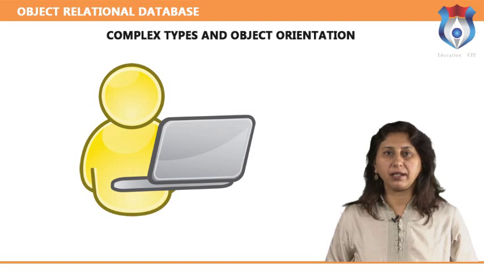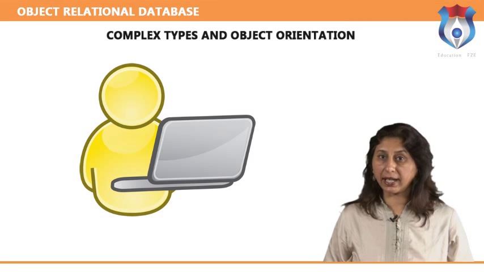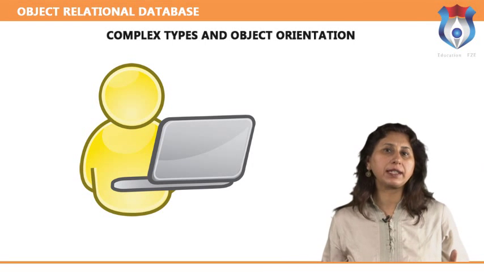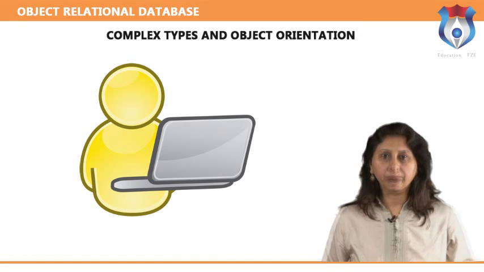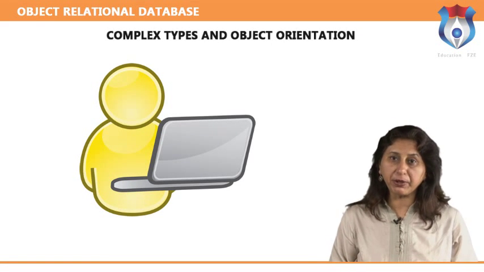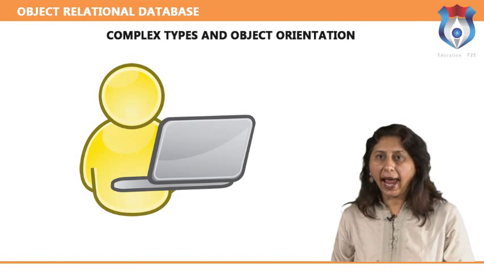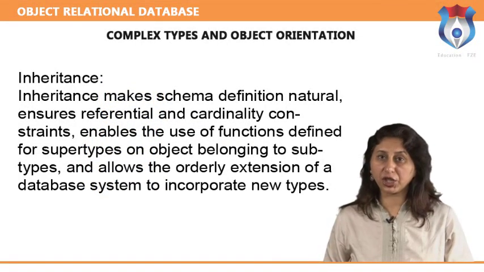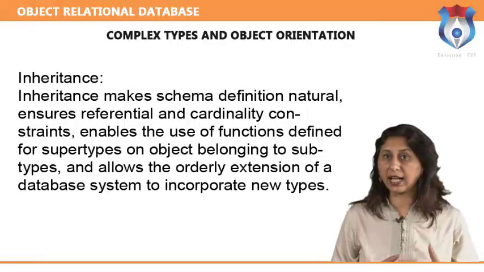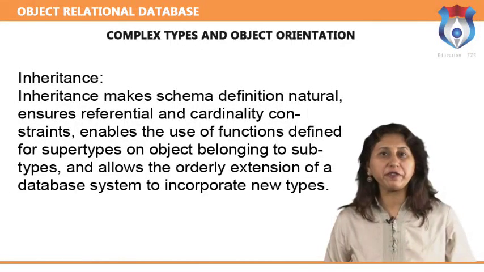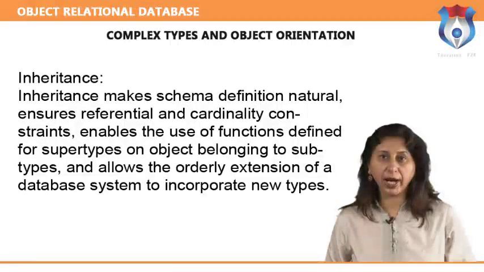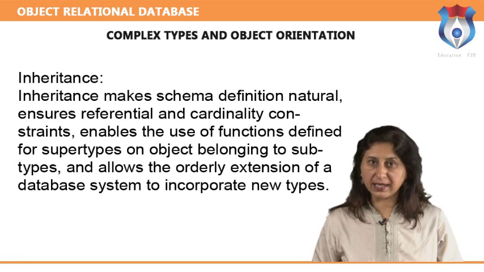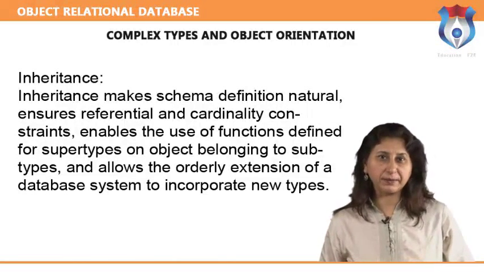Multiple inheritance. Since name and social security number are inherited from a common source, person, there is no conflict in inheriting them from student as well as teacher. However, department is defined separately in student and teacher, and one can rename them to avoid a conflict. Inheritance makes schema definition natural, ensures referential and cardinality constraints, enables the use of functions defined for supertypes on objects belonging to subtypes, and allows the orderly extension of a database system to incorporate new types.